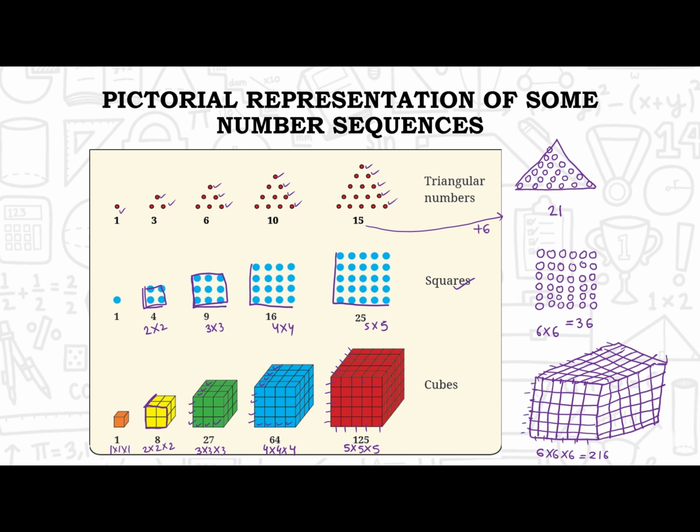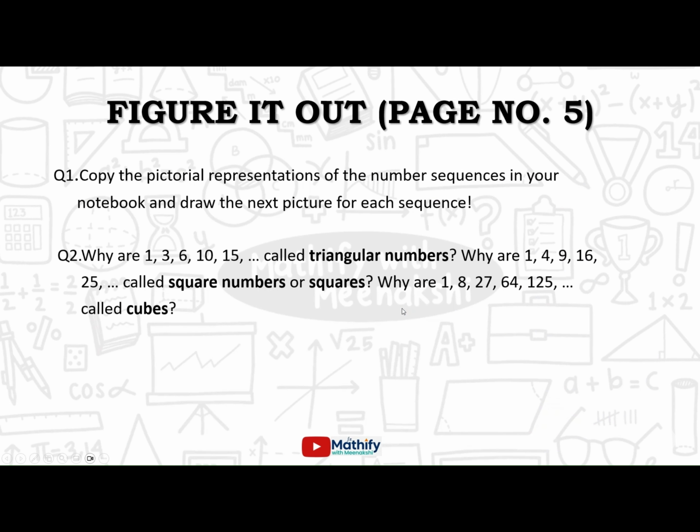Now let's move to the next exercise. Copy the pictorial representation of the number sequences in your notebook and draw the next picture for each sequence. That we have already done. Let's move to the second question. Why are 1, 3, 6, 10, 15 called triangular numbers? I will show you that.